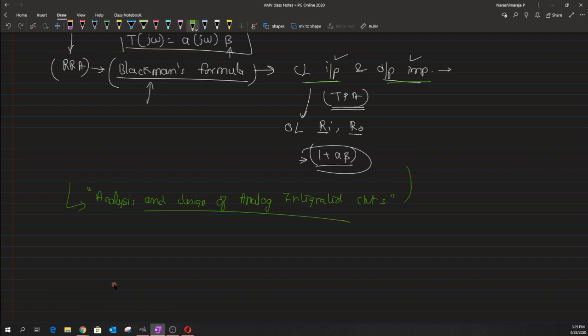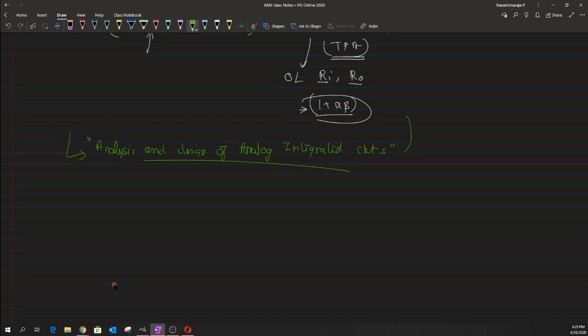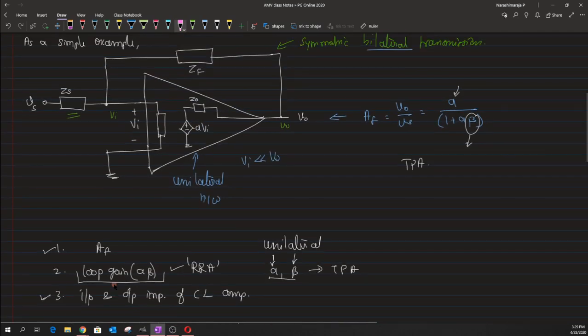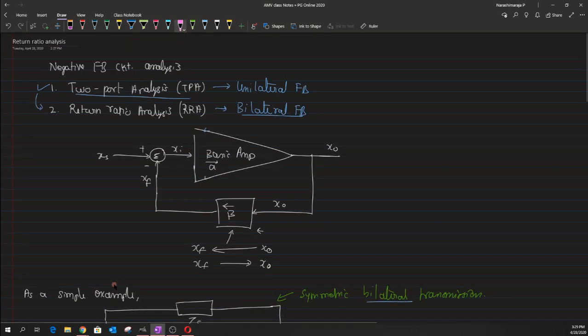So let us get into the work. Basically, this RRA method works something like this. Let me write the title, which is nothing but the return ratio analysis method. Let us consider back our feedback network that we had before, the simple block diagram. We just copy it here.